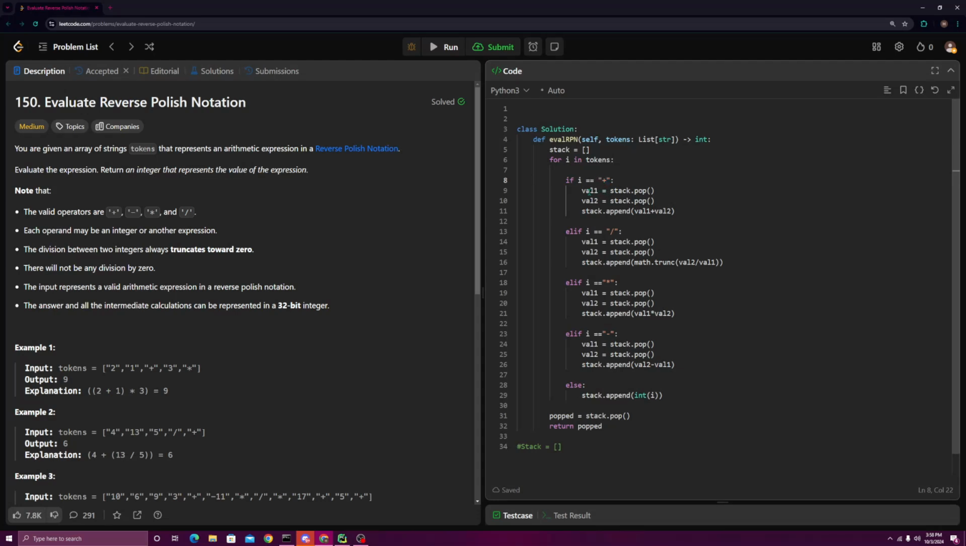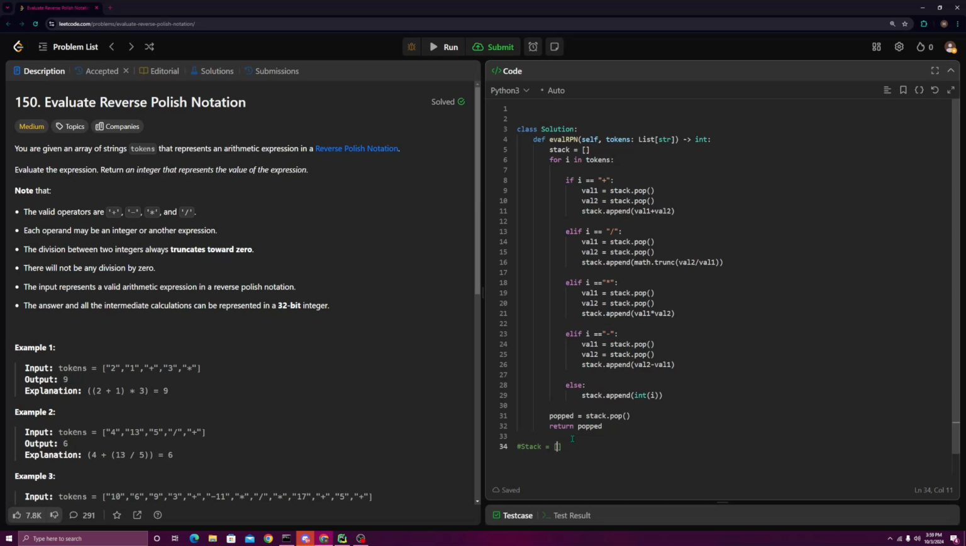If the current token is a plus, we pop the last 2 values off the stack and then append the addition of those 2 values. Likewise, if it's division, we pop the last 2 values off the stack and then we truncate the division of value 2 by value 1. If it's multiplication, we multiply the 2 values and add the result back onto the stack. And if it's subtraction, we do the same thing, subtract value 1 from value 2, and then append it onto the stack. I'm going to go over the first test case really quickly, because I think it will give a better understanding of my solution.